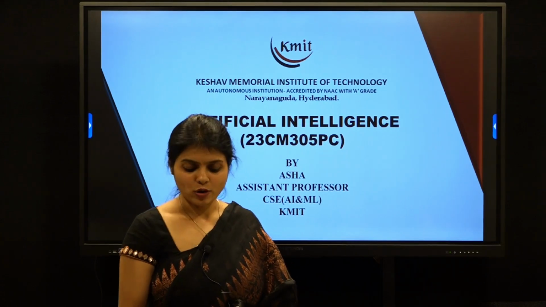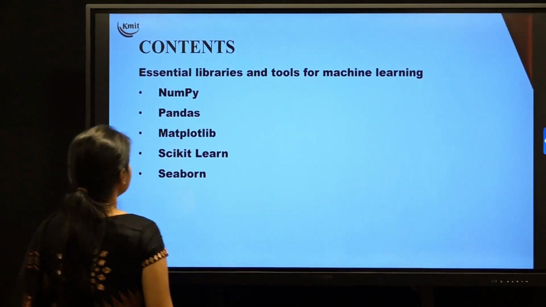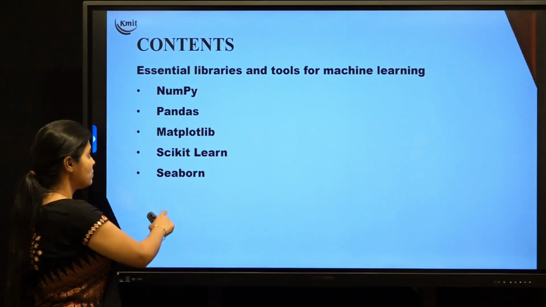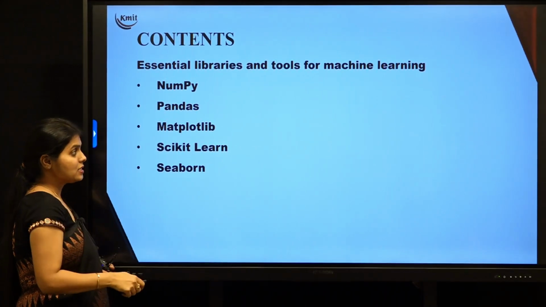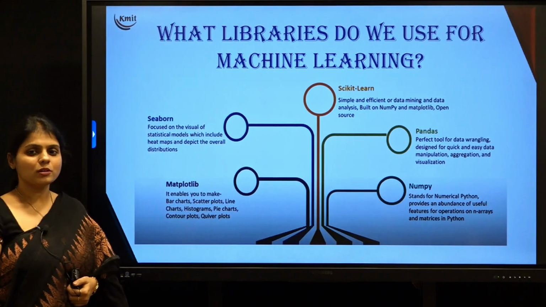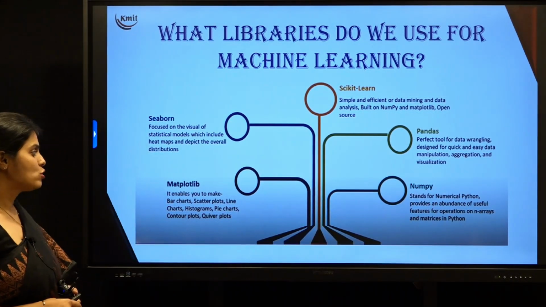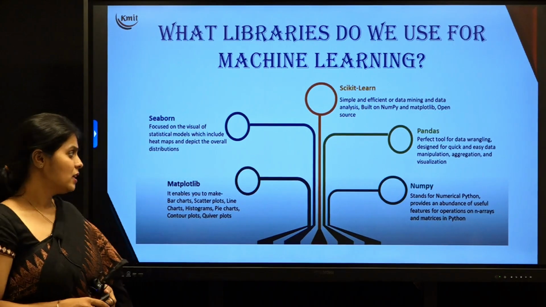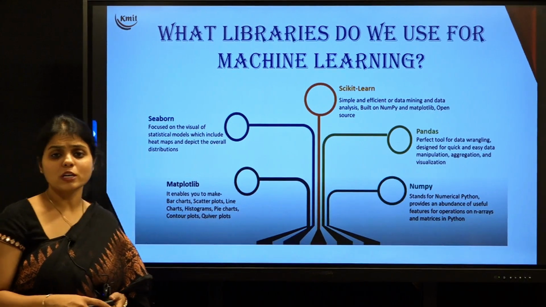machine learning algorithms. Okay, so these are the 5 important libraries we use for working with machine learning algorithms: NumPy, Pandas, Matplotlib, scikit-learn, and then Seaborn. So when I talk about NumPy, all of us know we have already worked in Python, right? NumPy stands for numerical Python, and we use NumPy for working with different array operations or numerical operations.